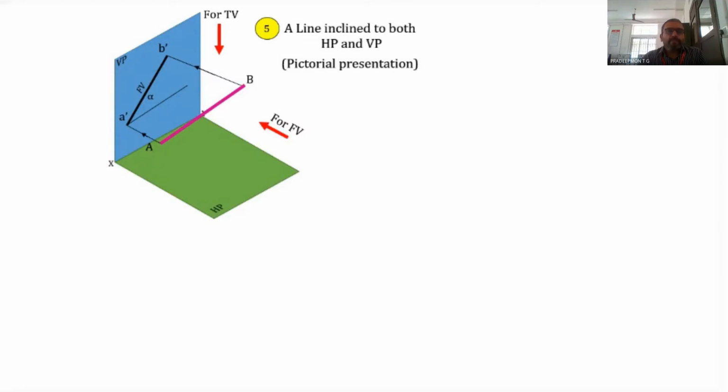Now we go for the top view. Again we project it to the HP, and the points of intersection are marked as A and B, and then we join them in order to get the top view.